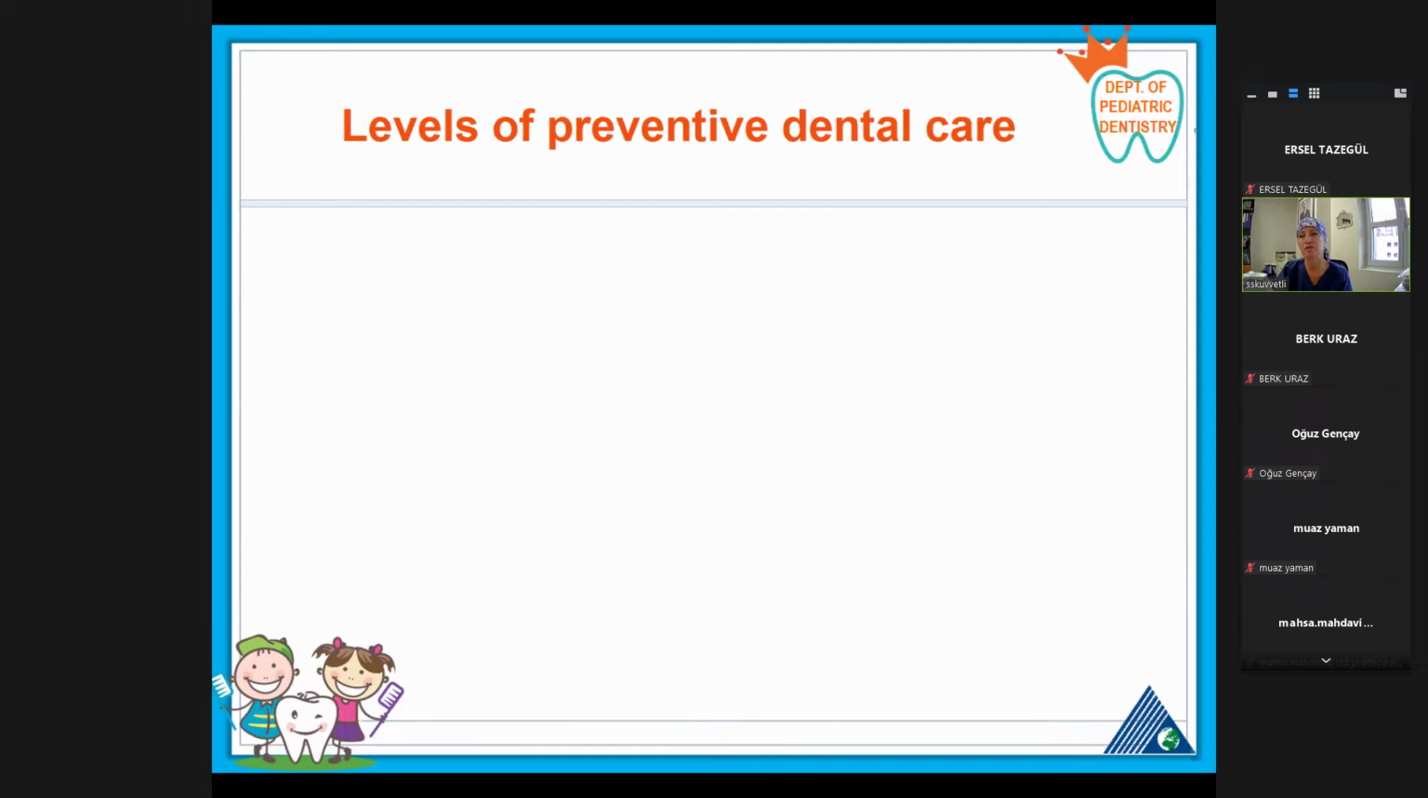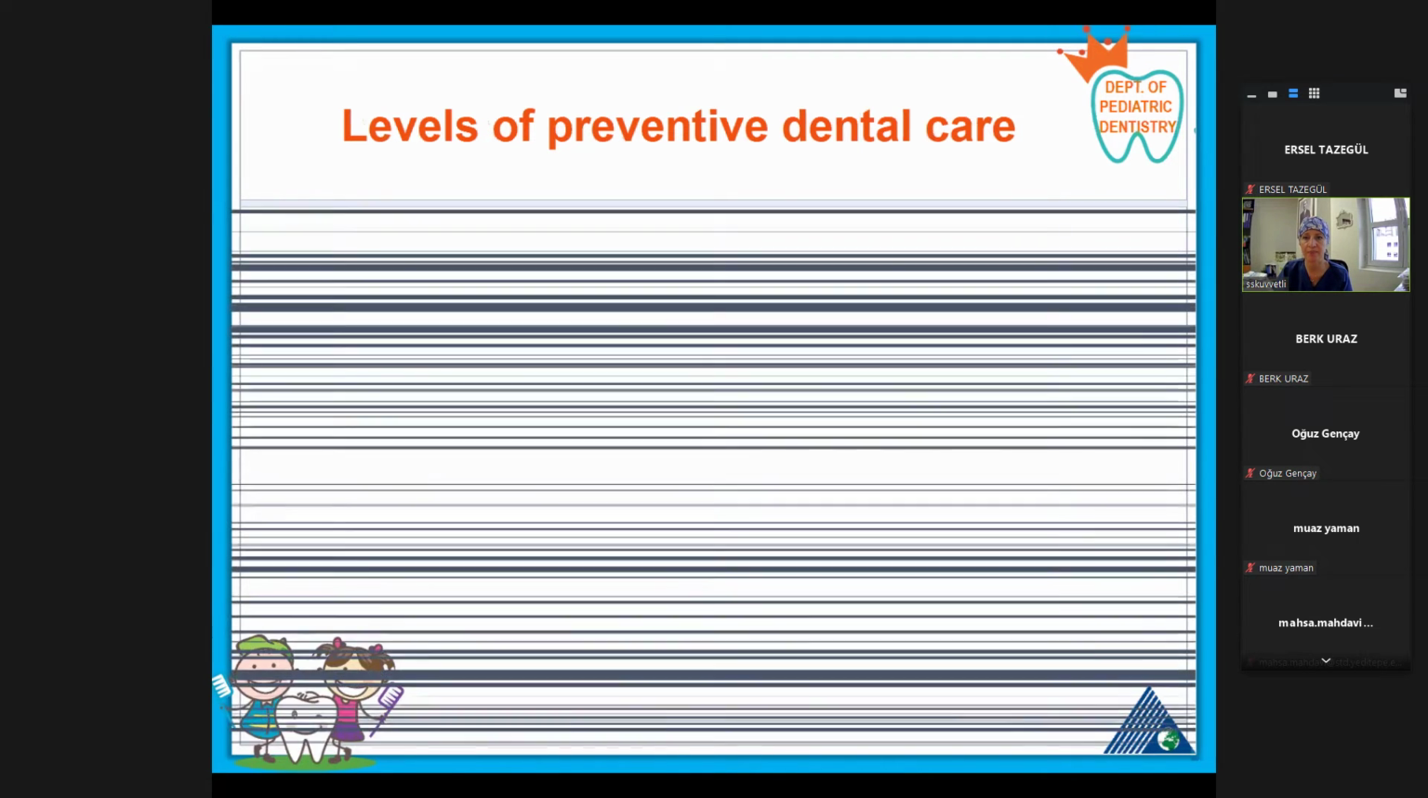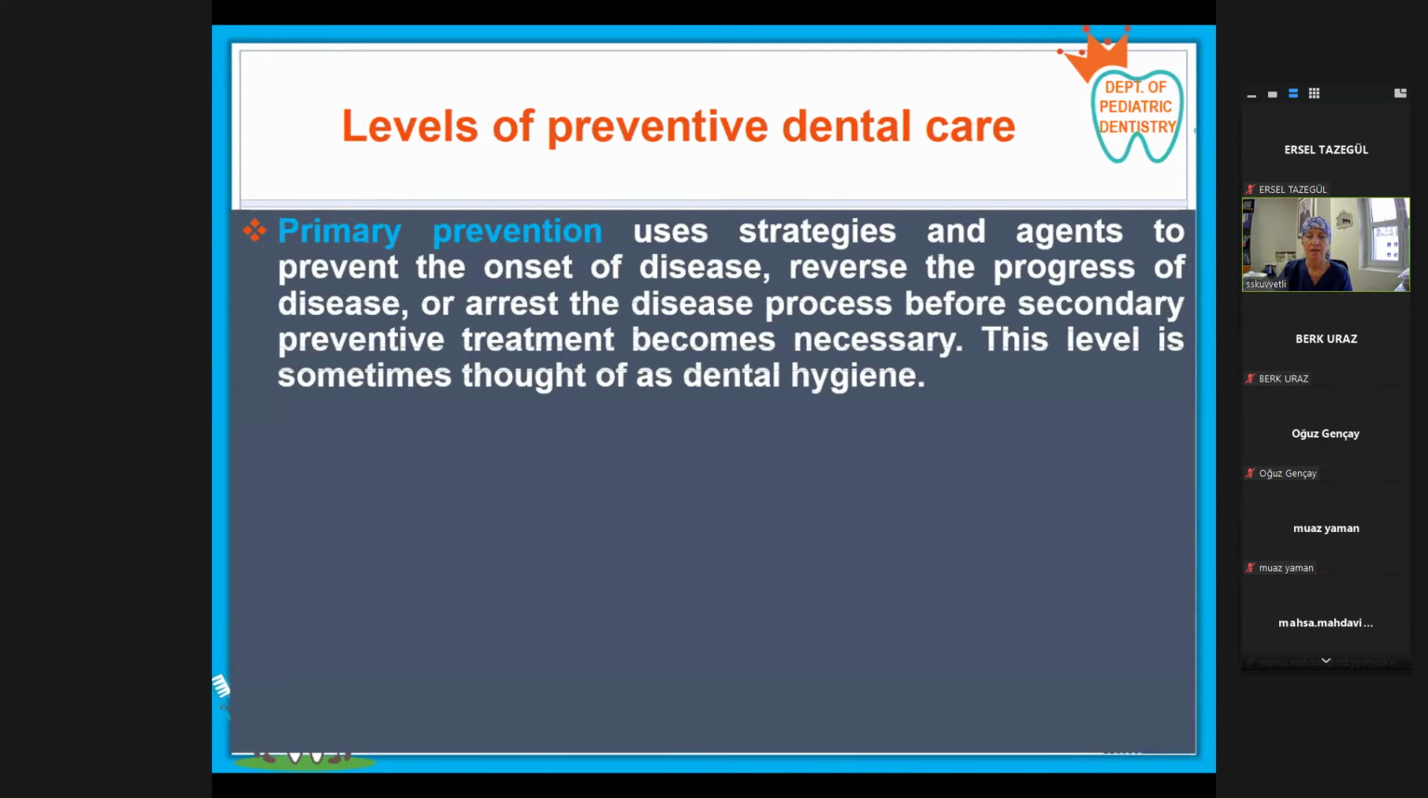Let's have a look at the levels of preventive dental care. There is the primary prevention, which is the beginning of everything, which uses strategies and agents to prevent the onset of disease, reverse the progress of disease, or arrest the disease process before secondary preventive treatment becomes necessary. This level is sometimes thought of as dental hygiene.